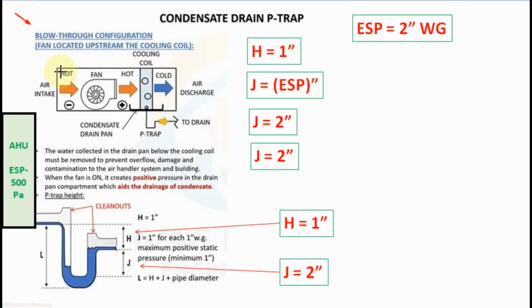For blow-through type unit, we have fan before, then cooling coil, then cold air coming out. For blow-through type unit, for the value H we always take 1 inch, and the height J we take equal to the unit's external static pressure in water gauge. If we have an AC having external static pressure 2 inch water gauge, so for its trap we will take H equal to 1 inch, and the height for J we will take equal to 2 inch, that is equal to the unit's external static pressure in water gauge.